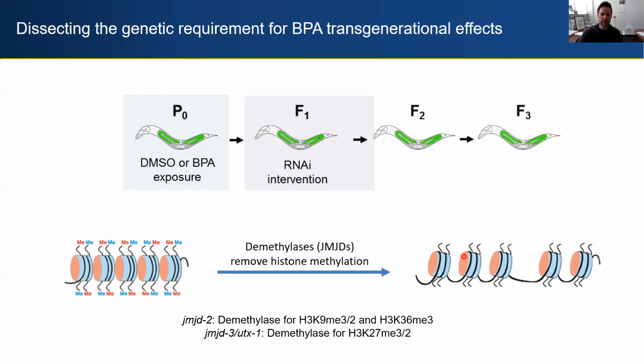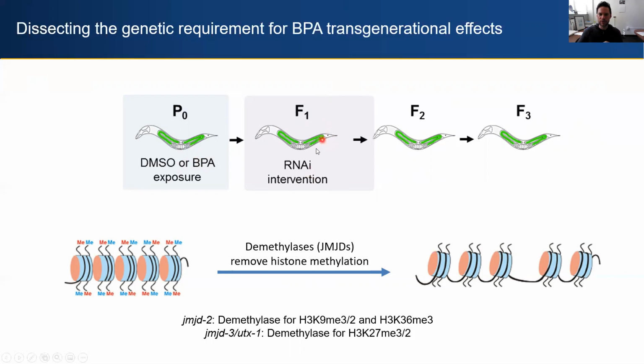So to do this, we did an intervention. We exposed the worms at the P0 to DMSO control or BPA. And then only after the exposure was performed, and we knew using the sensor that the worms responded to the exposure, then in subsequent generations at the F1, we did RNAi, so a knockdown approach. We also used chemical approaches that I don't have time to show you here.